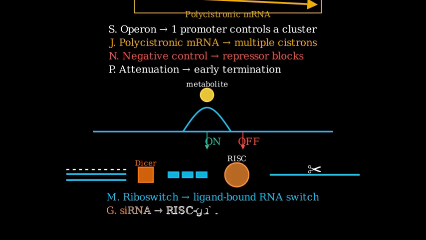M riboswitch, ligand-bound RNA changes structure to control gene expression. G siRNA, Dicer makes siRNA, which loads into RISC to cleave matching mRNA.